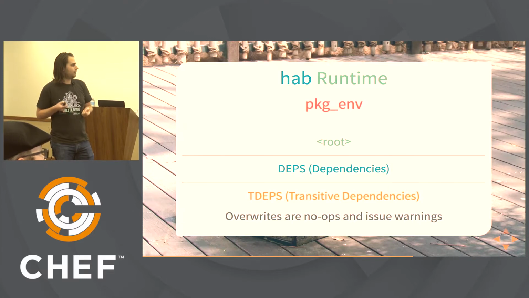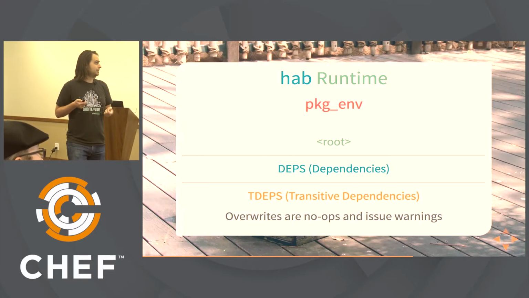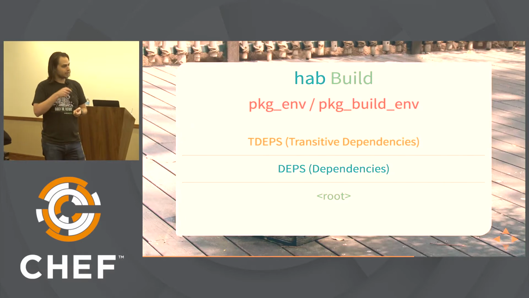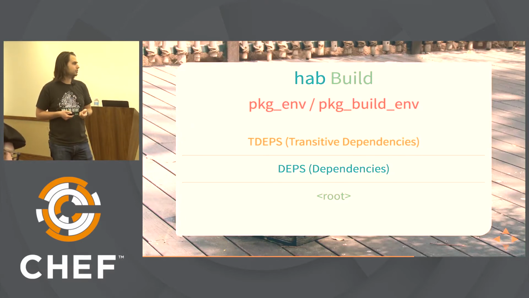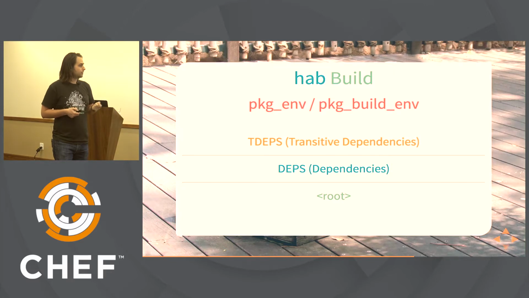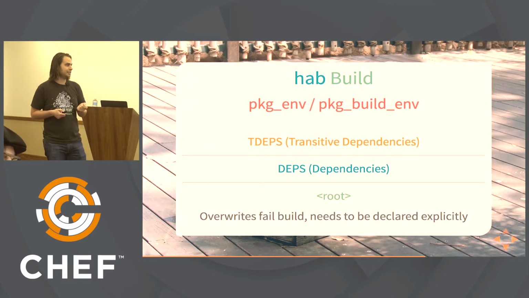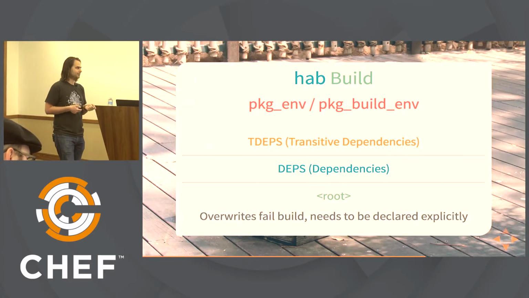So this does change a little bit in the building. When you go to build, we look at package environment and package build environment. But when it comes to the dependencies, we do it in reverse. And this is so that we can call early to say you're going to have collisions with these packages, and you have the option to force override those if you really want to. But we're going to start out with transitive dependencies, go to dependencies, and then go to our root package. And then, like I said, overwrites will fail and need to be declared explicitly.